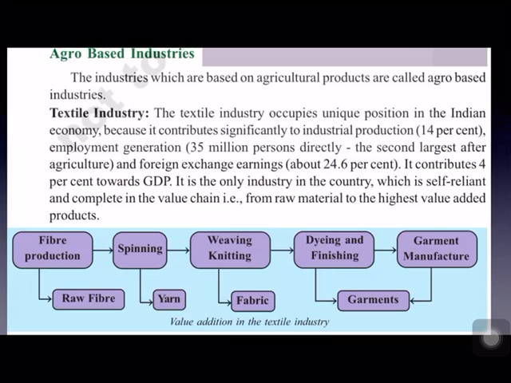Now we are going to learn about some of the agro-based industries. What are these agro-based industries? Already we learnt about it. The industries which are based on agricultural products are called agro-based industries. That means industries for which the raw materials are provided by the agricultural sector, like textile industry, sugar industry, jute industry. All these are agro-based industries.